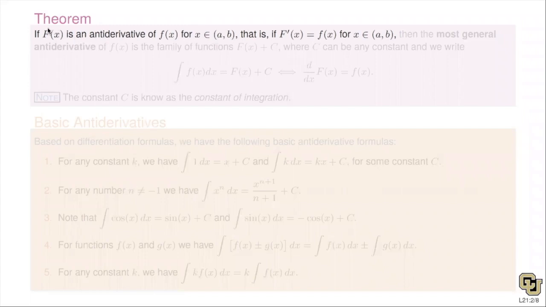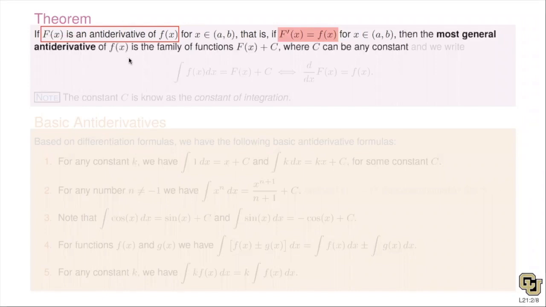So here, suppose capital F of x is an antiderivative of little f of x, or another way to say that is, suppose the derivative of capital F of x equals little f of x. Then the most general antiderivative of little f of x is this family of functions, F of x plus c. Since c can be any real number, F of x plus c for each choice of c will technically be a different function.